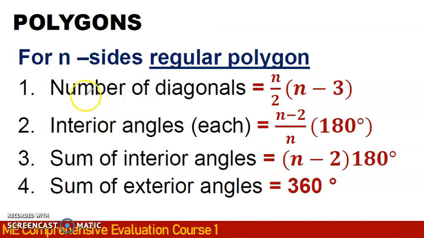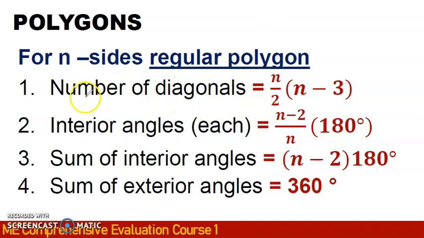For polygons with n sides, for regular polygons, when we say regular polygon, it has the same sides. Examples: square, pentagon, hexagon, heptagon, octagon, nonagon, decagon, undecagon, dodecagon. Those are all regular polygons. For a regular polygon, we can use these formulas.